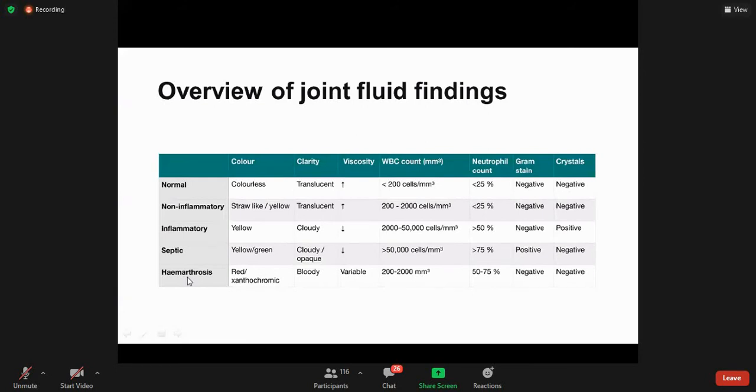Then heme arthrosis. So heme is telling you that it is the presence of blood, due to any cause, for example trauma. The appearance would be red or xanthochromatic, and the clarity would be bloody, and viscosity is variable. WBC count is not that high. So this is important. What is important? The color of the fluid is important in case of heme arthrosis.